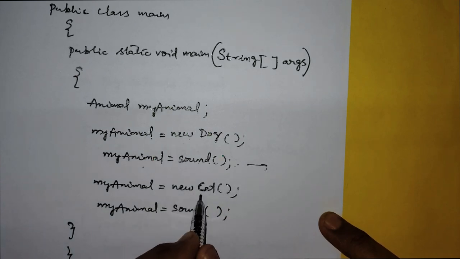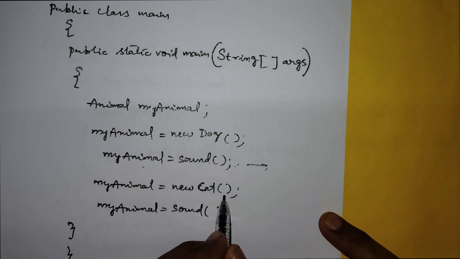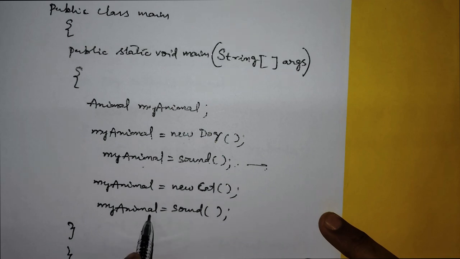Similarly, by myAnimal equals new Cat, this Cat is the object, created with the help of the new keyword. Then what will be printed here? myAnimal.sound.